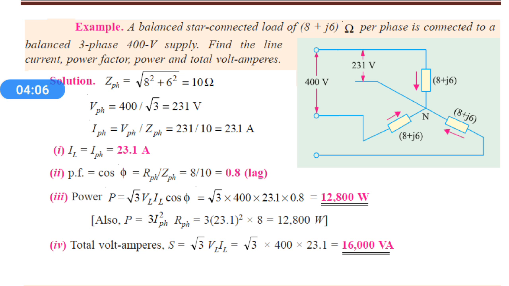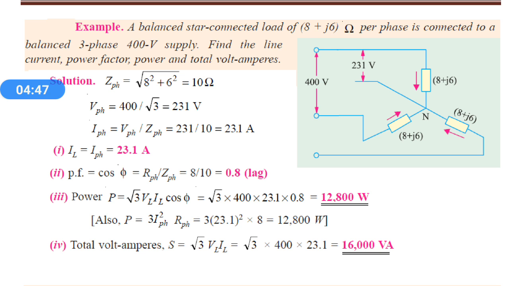Next is power. Power P, the equation is root 3 VL IL cos phi. Root 3, VL value is 400, IL is 23.1 and cos phi is 0.8. While multiplying we will get 12,800 watts. In an RL circuit the power is dissipated in the resistance only. The pure inductor has 0 power. So in the 3-phase circuit also, with 8 plus J6 in 3 phases, power is dissipated in the resistance only. The coil dissipates 0 power.